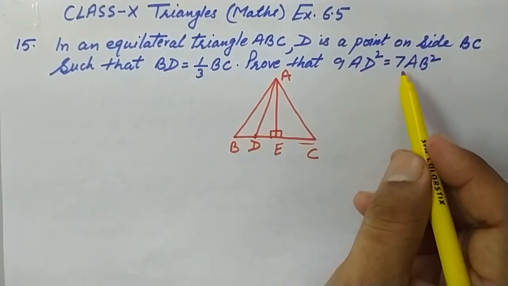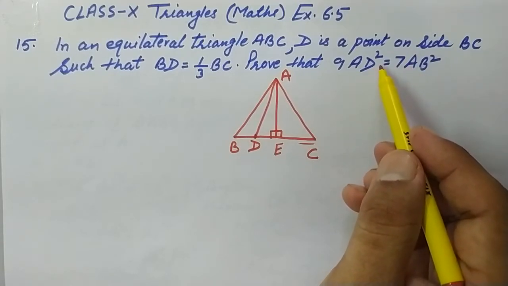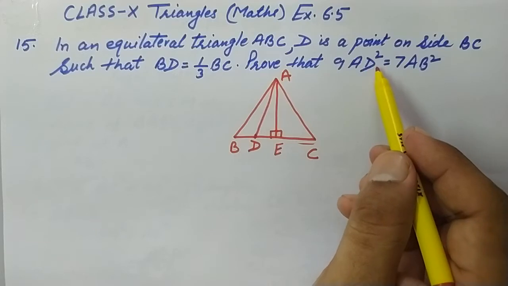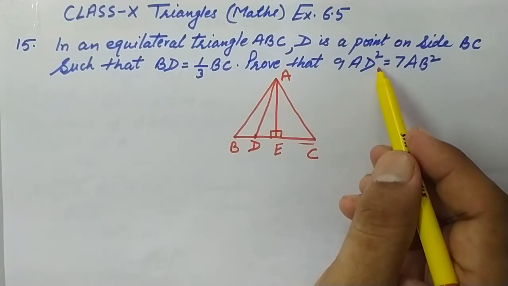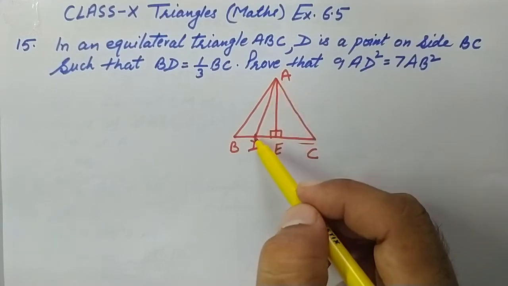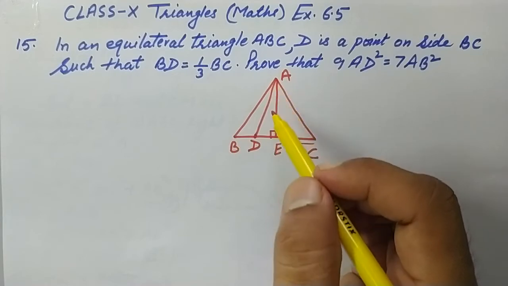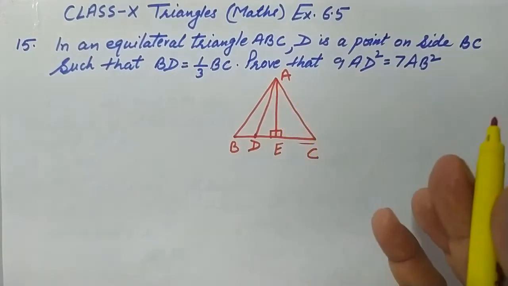Then we will subtract these two, because if AB square comes to this side, it will be minus AB square. So there is a minus sign between these two, because this will come here, then it becomes minus. So we will subtract these two equations. First of all we will find out AD square, then we will find out AB square, and then we will subtract these two equations.